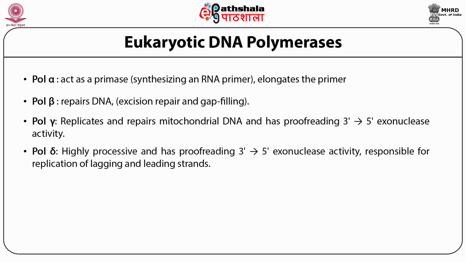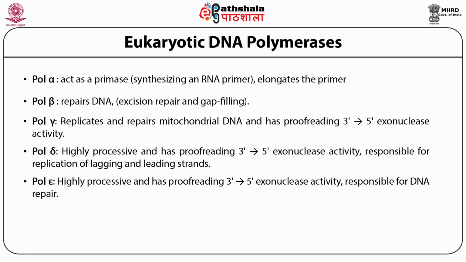Now, moving on to DNA polymerase delta. This is highly processive, has 3' to 5' exonuclease activity, and is responsible for the replication of the leading and the lagging strands in eukaryotes. The function of DNA polymerase 3 is taken over by DNA polymerase delta in eukaryotes. DNA polymerase epsilon is also highly processive and has proofreading 3' to 5' exonuclease activity. This is responsible for DNA repair. It was also speculated that because of its high processivity, DNA polymerase epsilon might also help in regular replication. However, research is still on and we do not know the exact role of DNA polymerase epsilon in regular DNA replication.